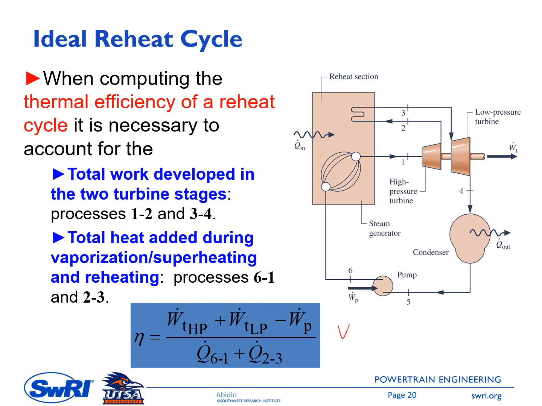So the efficiency is the ratio between the net power, which is the sum of the high pressure turbine power plus the low pressure turbine power minus the power required by the pump, over the total added heat transfer to the system, total Q in. So this is the Q in to the boiler plus the Q in to the reheater, so Q61 plus Q23.